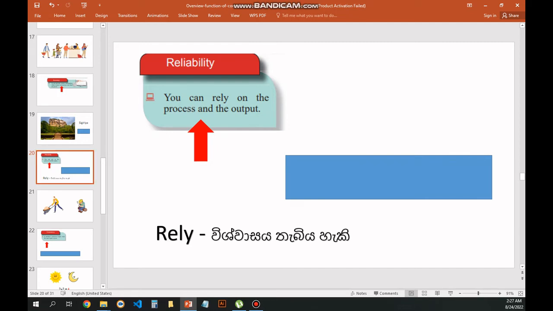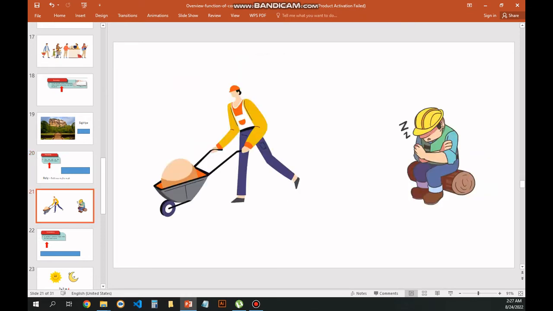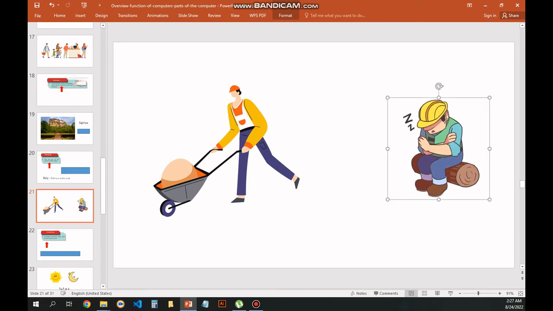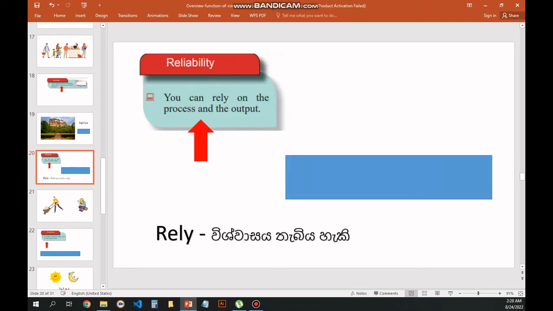Okay, they will not do any other work, right? But when it comes to humans, if we ask them to do this work, sometimes they will do that work, but before that they will do some other work, right? So that is something we have to think about. That's why computers are more reliable than humans, right? Okay, so I hope it's clear for you all.